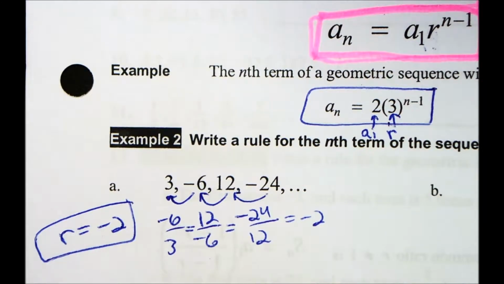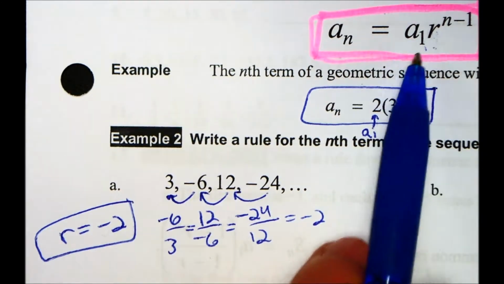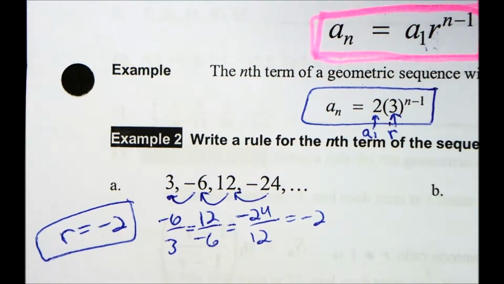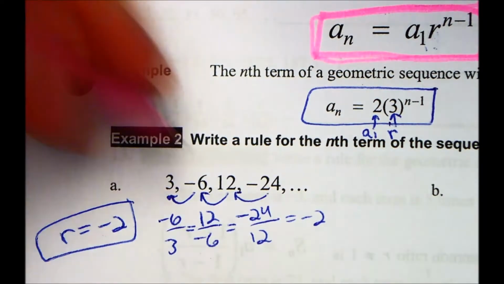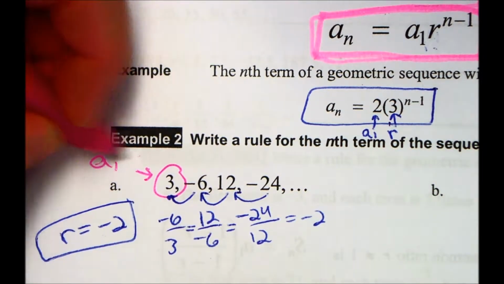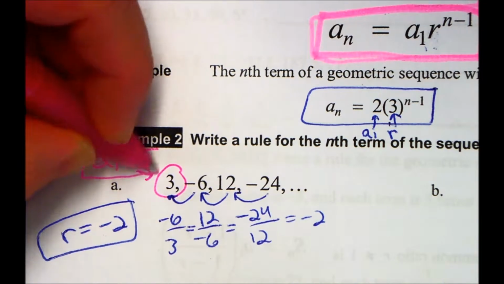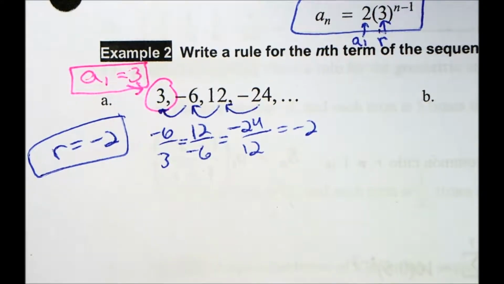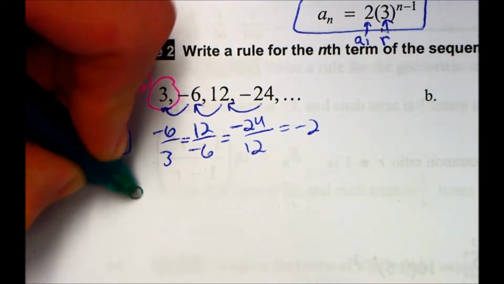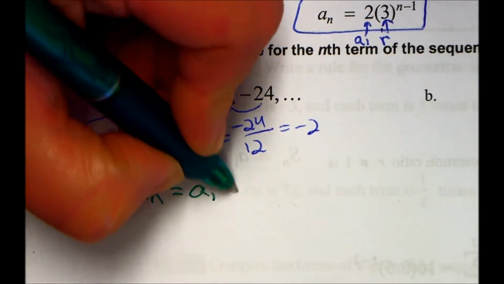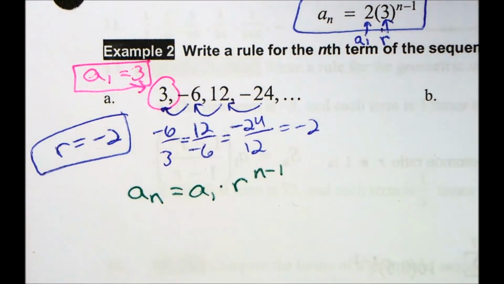So negative 2. The other piece that we need is the a sub 1. So how do we find it? Well, it's the first term in the sequence. And if you look at the list, what's the first term? 3. So 3 is our a sub 1. Once we've got those two pieces, we can then write our equation or our rule. The formula, once again, a sub n equals a sub 1 times r to the n minus 1 power.